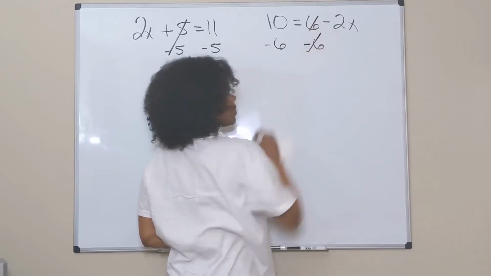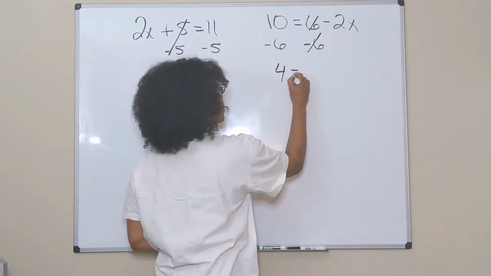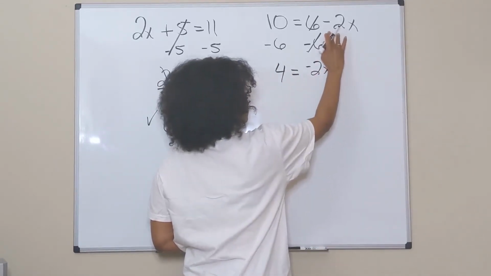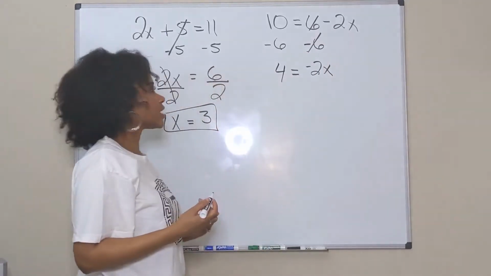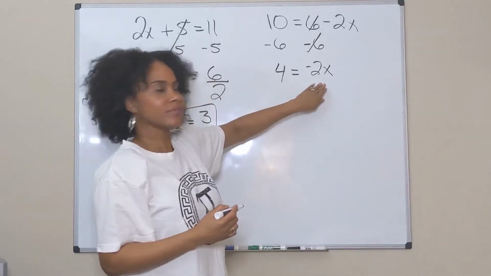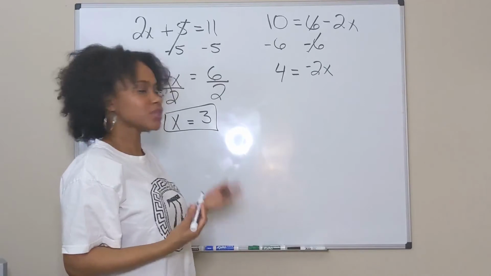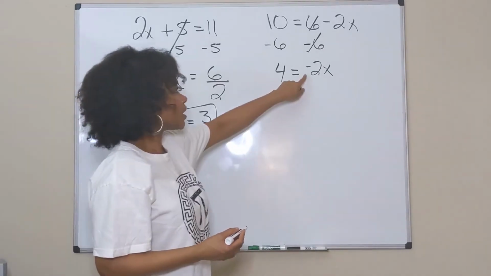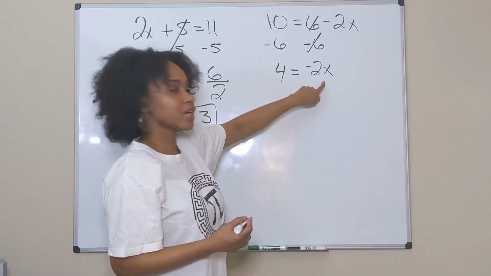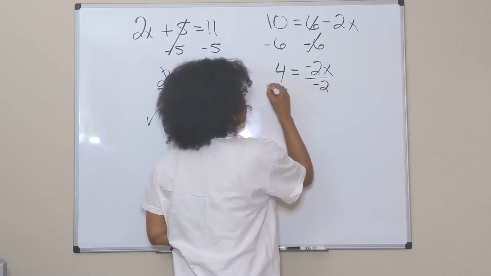My 6 cancels out over here. 10 minus 6 is 4. And I bring down this negative 2x. Look at minus and negative as the same thing, so since that's a minus 2x, that's also a negative 2x. Again, my goal is to get the variable by itself, or to isolate my variable. So negative 2 times x. The inverse of that is, again, division. So I want to divide both sides by negative 2.